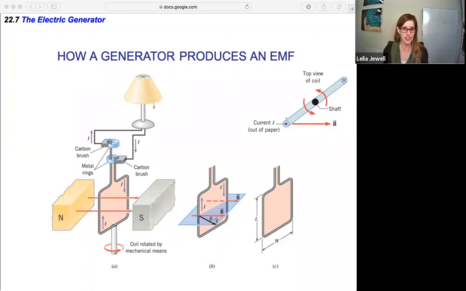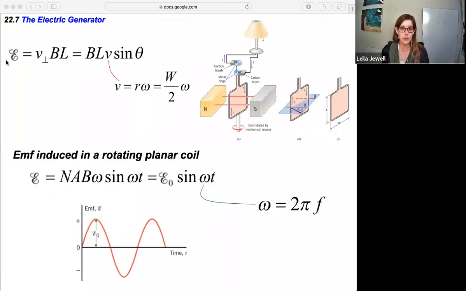So let's take a closer look at how we can calculate the amount of EMF that is generated here. If we go back to our motional EMF equation, the EMF is the perpendicular velocity times the magnetic field times the length. And here, because the angle is changing, the motion is not always perpendicular to the magnetic field. But what we can write instead is, for the v perpendicular, v times sine of theta, where theta shows how the angle is changing with time. So it's a little more thorough as a way to write it.